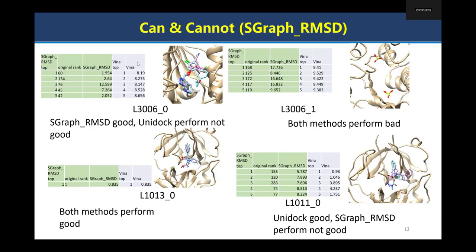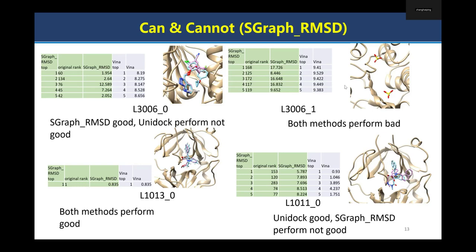Unidog, because the Unidog scoring function is using Vina, so I write Vina here. It has all bad predictions. The top 5 are all not good. It is around 80, which is very far away. So the left part shows all predicted conformations with the native one, and it looks good.